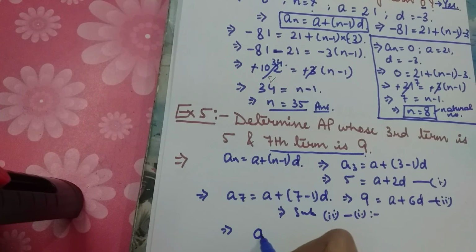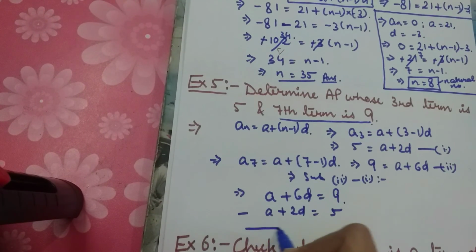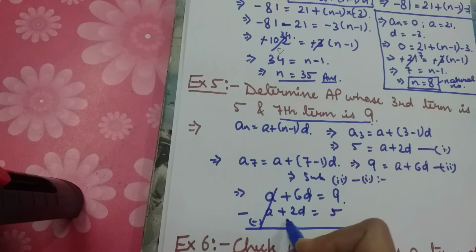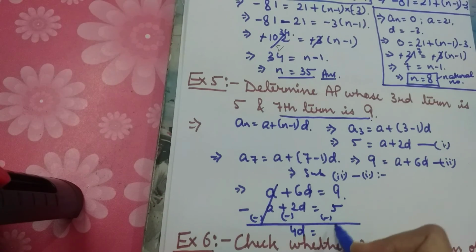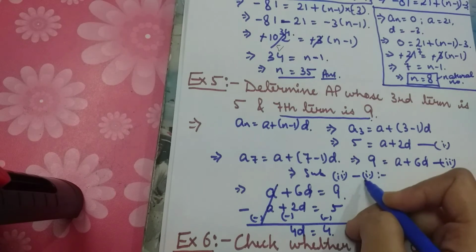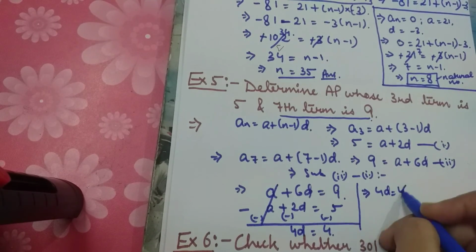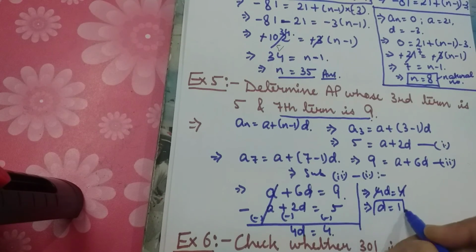So what I will get: a plus 6d equals 9, minus a plus 2d equals 5, it is given. When you subtract, a minus a gets cancelled out. 6d minus 2d you will get as 4d, and 9 minus 5 you will get 4. So when you simplify, 4d equals 4, this 4 gets cancelled out, so value of d will be 1.